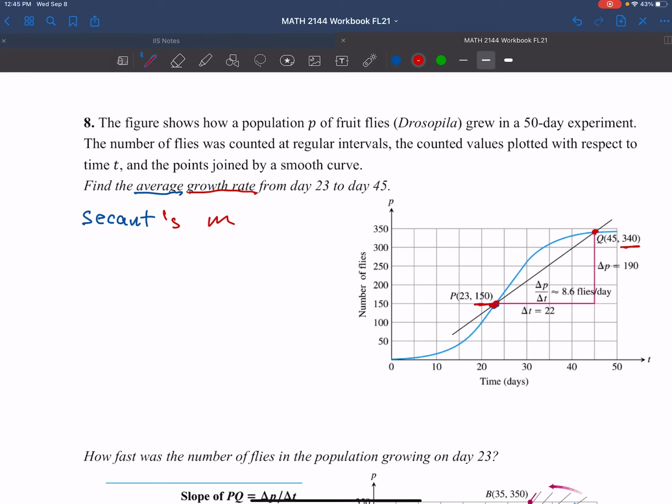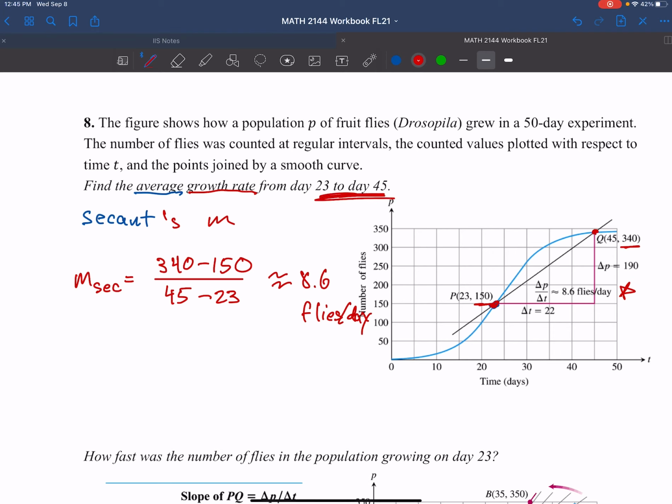So again, the slope of the secant right here is just going to be the difference in the y's, so 340 minus 150, divided by the change in the time, so 45 minus 23. That works out, and it's kind of done for us over here, to 8.6 flies per day. But notice we're also looking at 2 points. We're looking at day 23, and we're also looking at day 45.